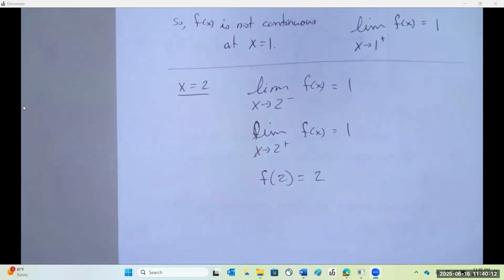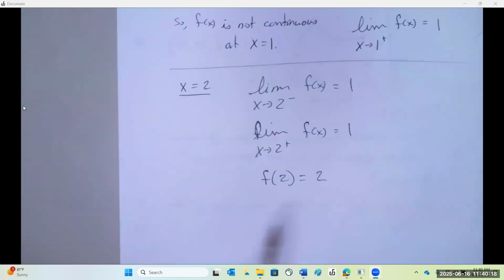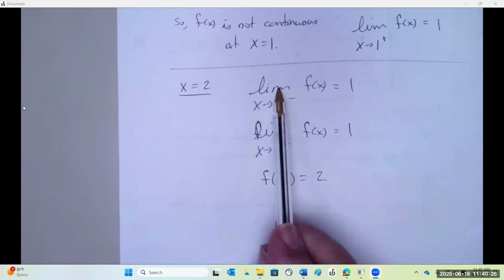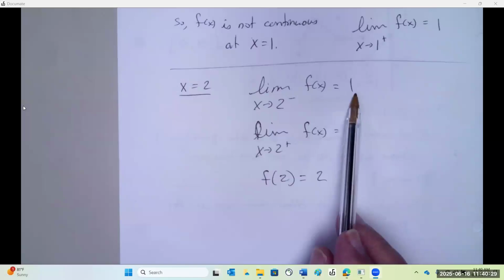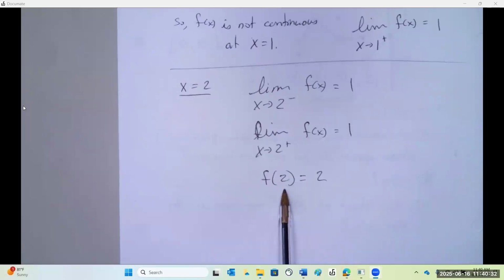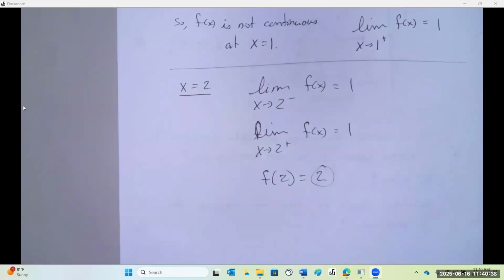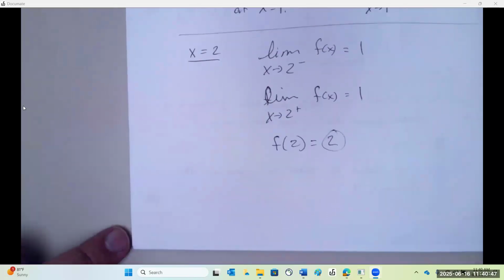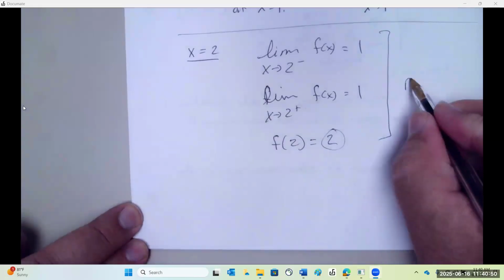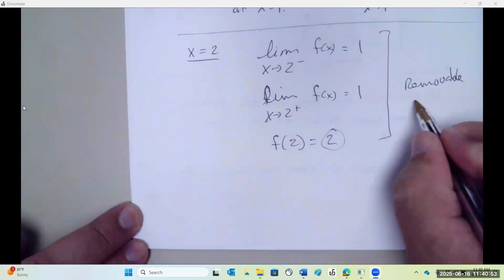So if you look here, we're building up a definition of continuity. This is so far our best look at continuity. To be continuous, what has to happen? The limits from both sides have to be the same, and the value of the function at that limit point has to be the same. So if this was 1, then it'd be continuous. Right now it's not. Because of this, that makes it a removable discontinuity.